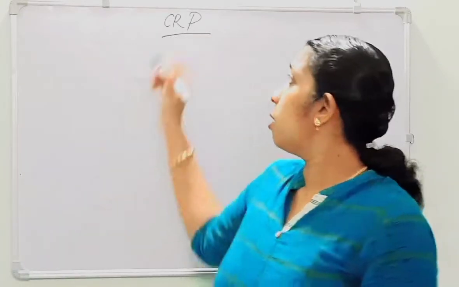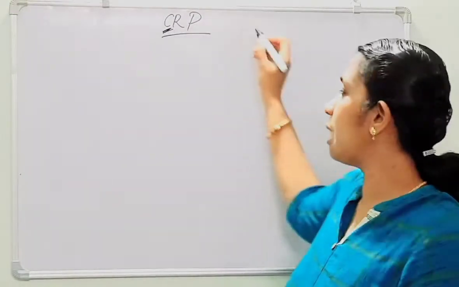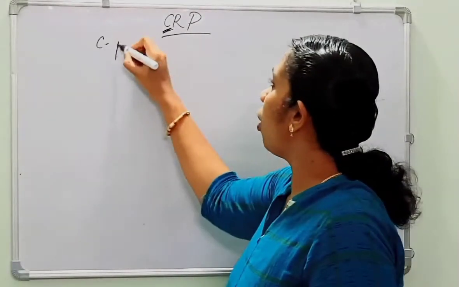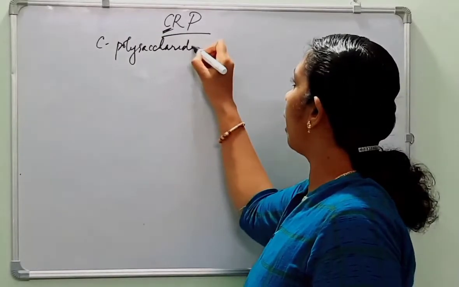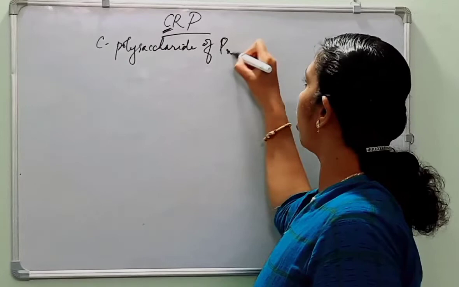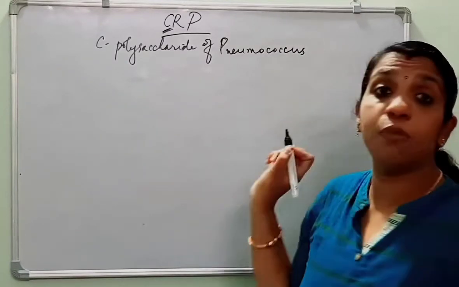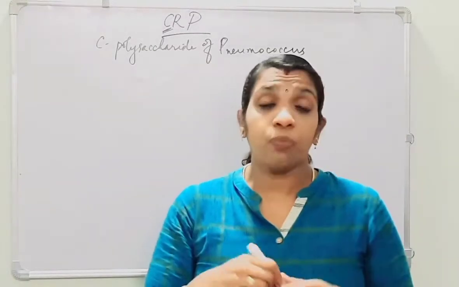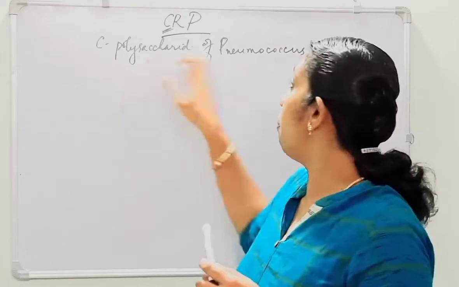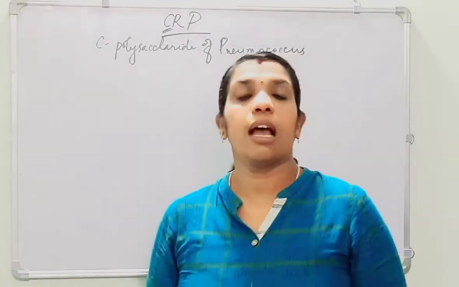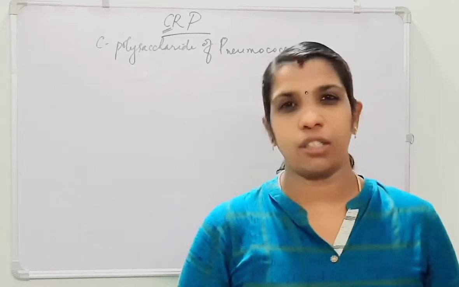Then we said that it is a reactive protein. Then what is this C? C stands for C polysaccharide of pneumococcus, which is present in the capsule of pneumococcus. So it is found as a factor which precipitates the C polysaccharide of pneumococcus, and it was the first time it was found out, and so it is known as C-reactive protein.